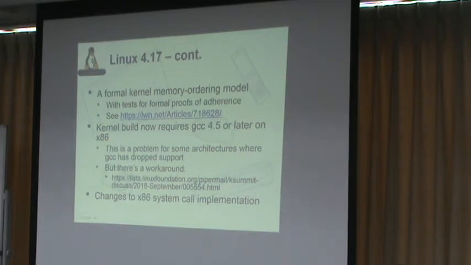The kernel build infrastructure is moving forward. We keep obsoleting older versions of compilers and toolchains. 4.17 steps forward, requiring GCC 4.5 or later for x86. There are some architectures where GCC is not as well supported, doesn't have the newer versions of GCC. If you're affected by that, you need to start working with people who can add that support in GCC.